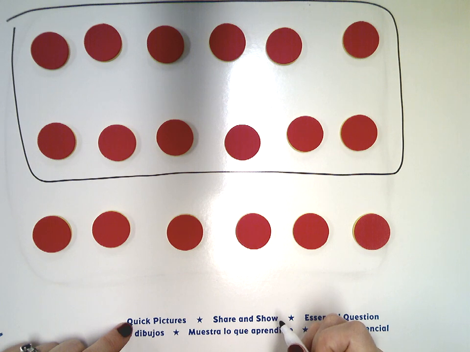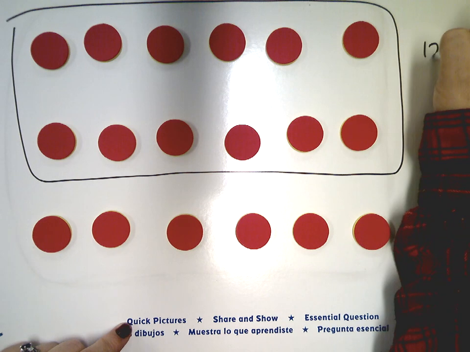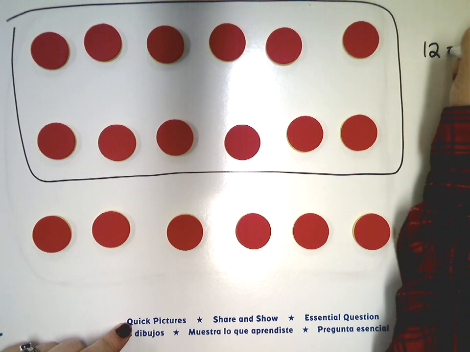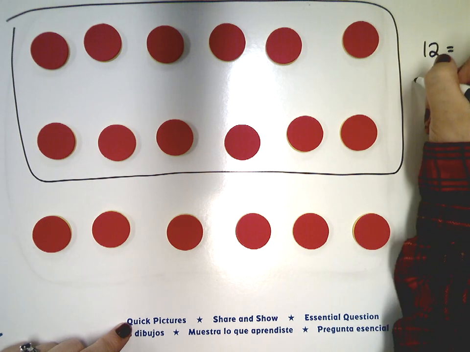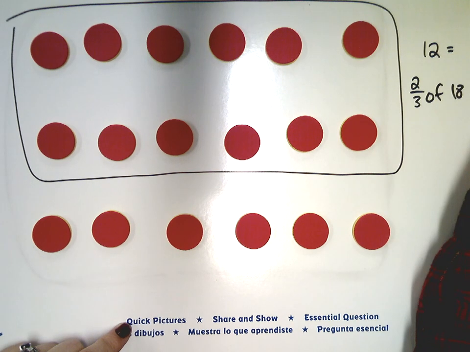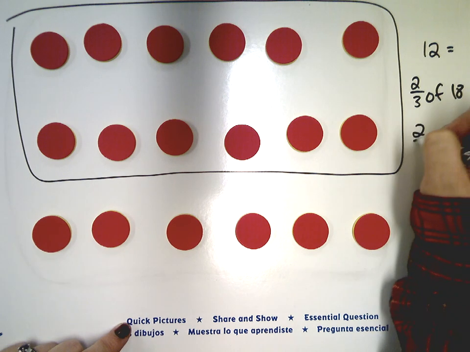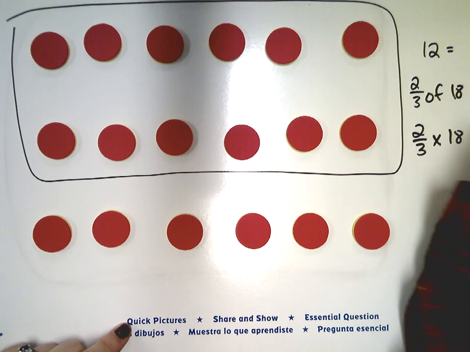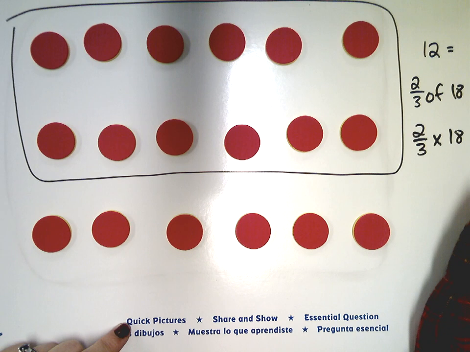Tell me out, y'all. 12. Do we agree? Yes. 12 is equal to 2/3 of 18. 2/3 of 18 is equal to 12. I can also write that as 2/3 times 18.